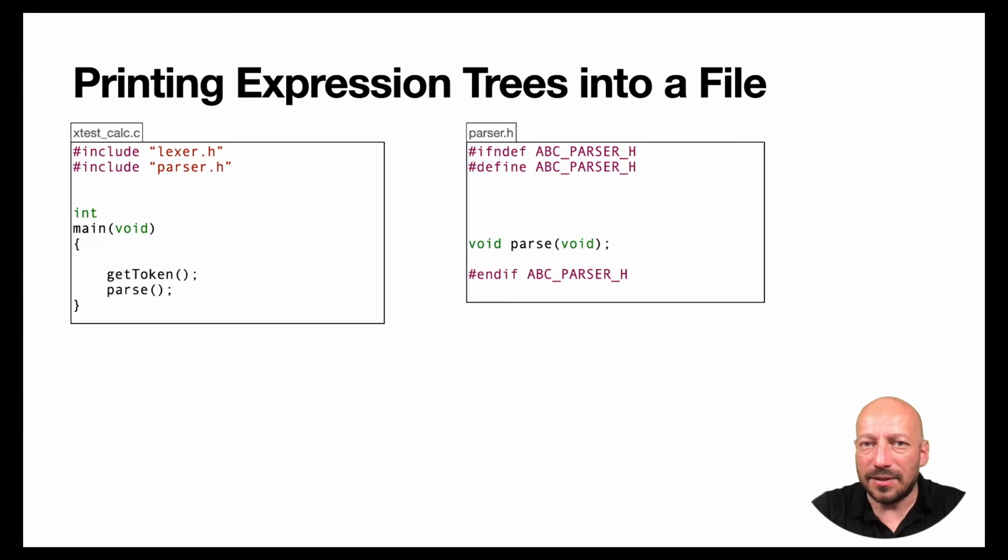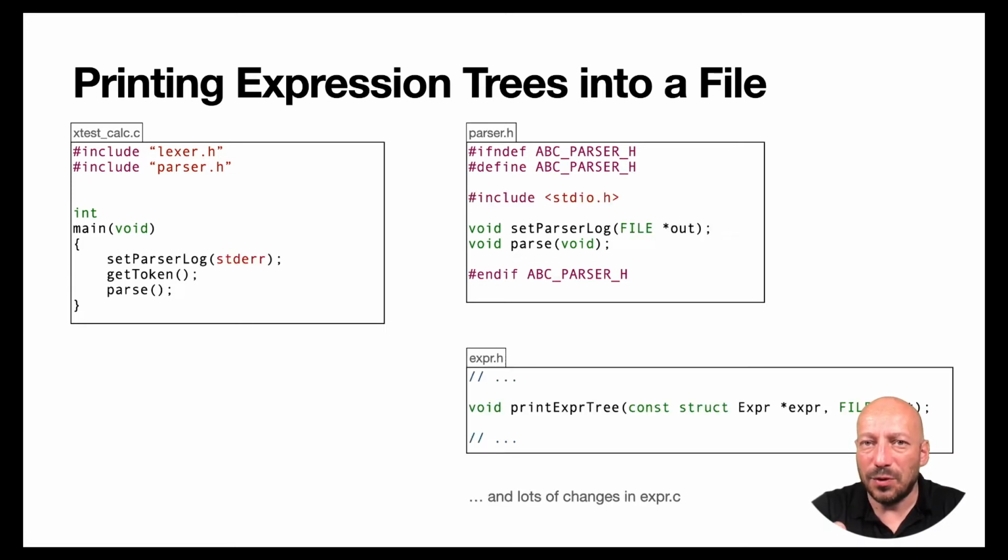I will first add a function set parser log, and if you use this function, actually only then some LaTeX code gets written to somewhere. You can specify in this function a file pointer, and to this file pointer all this LaTeX code will be written. So for example, you can specify standard error. Then the LaTeX code gets written to standard error, and you can redirect only standard error to a file, and on standard out you still would see the value of an expression.